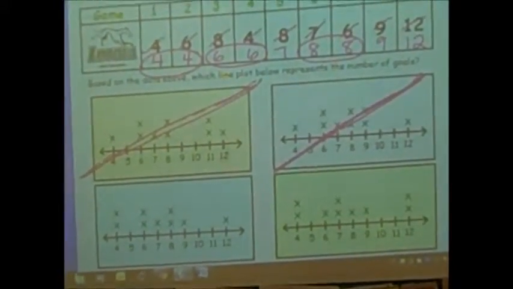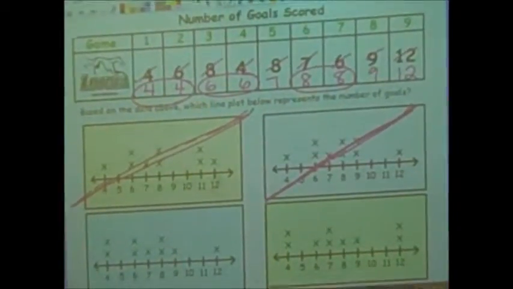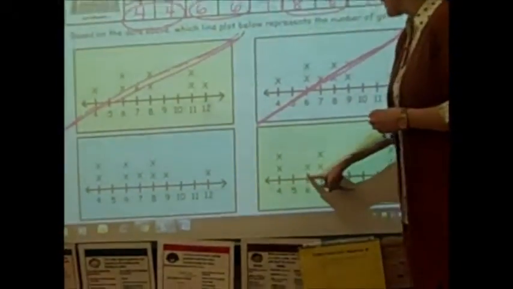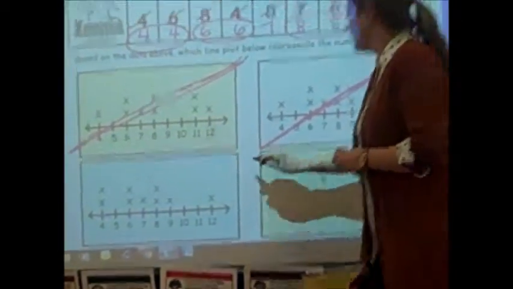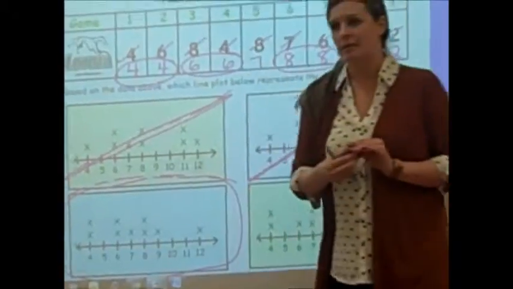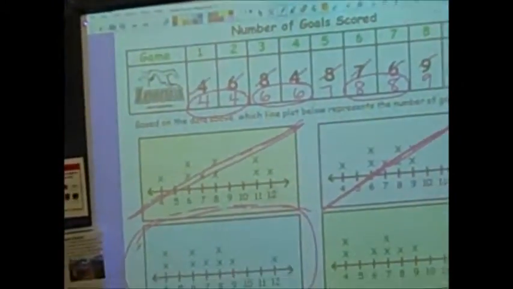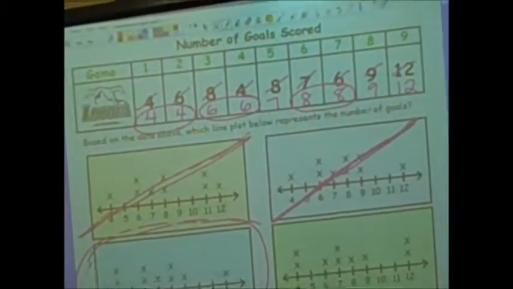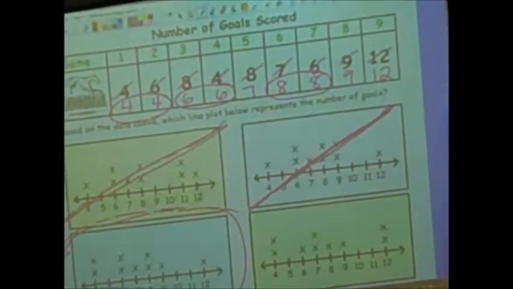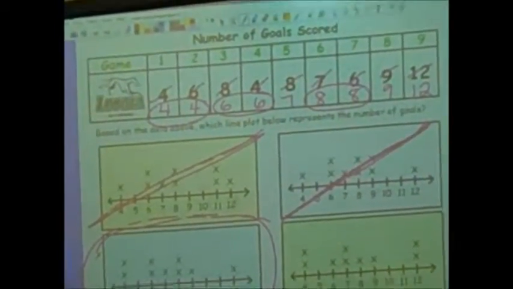So I look at my line plot here, this only has one X over a 6 and I have 2. So that would mean that this line plot does not accurately represent the data. So do they have to reorder the group every time they see a set of data? I'm gonna ask them to put it in order from least to greatest, for sure.